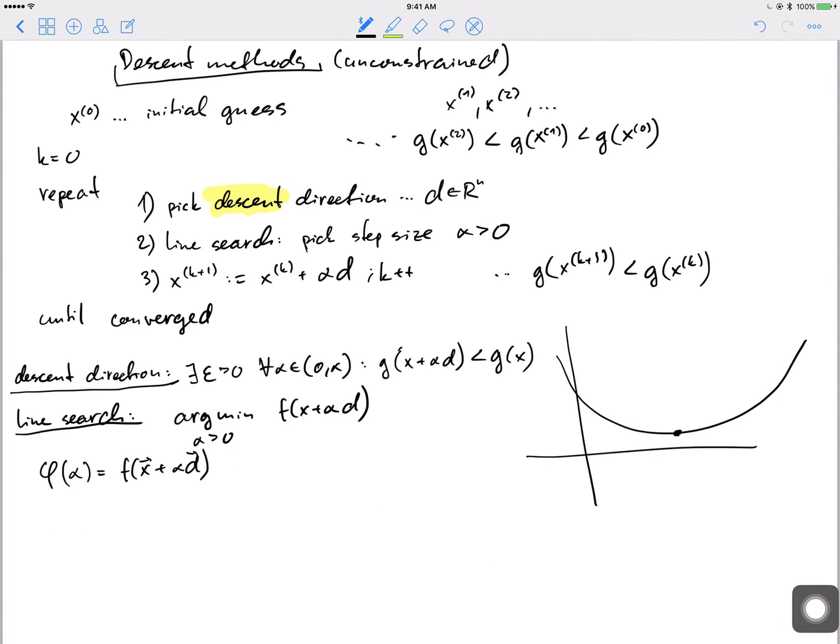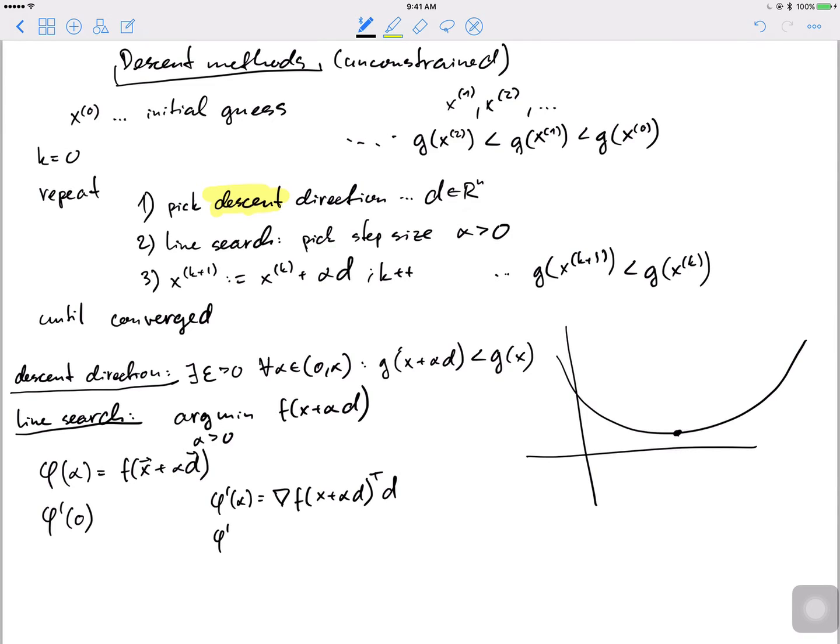And here is an interesting thing about the function phi of alpha that helps us understand what descent directions actually are. So let's take the derivative of phi at 0, okay? So first of all, let's take the derivative at any point. What is the derivative? Well, I just apply the chain rule, right? So that will be the gradient of f at x plus alpha d, transpose, times d, okay? That's just the multivariate chain rule as before.